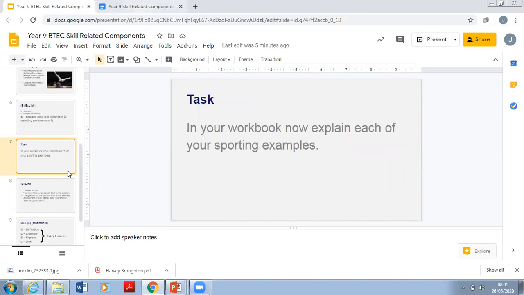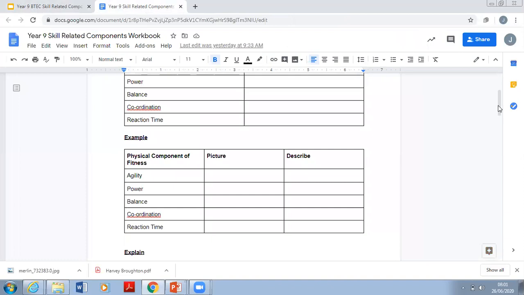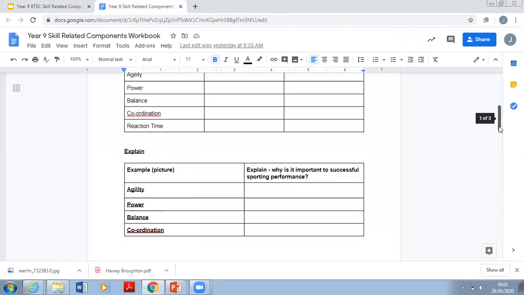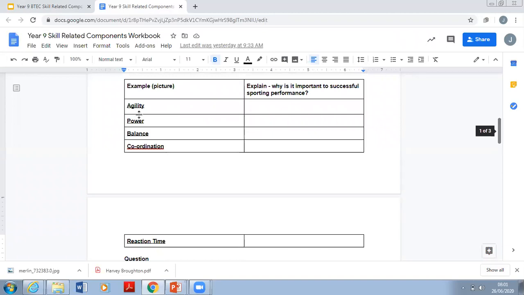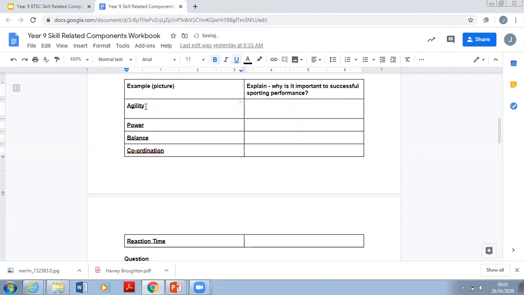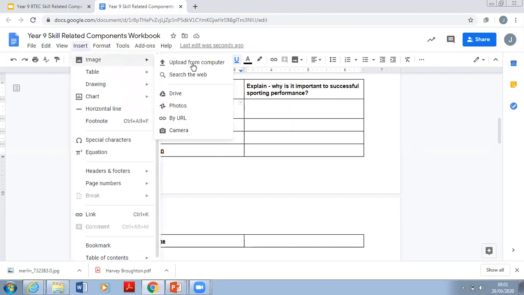Once you've done that, you're going to then explain each of your sporting examples. Same process. You've done this with the last piece of work. So put your picture in underneath each term. All you would do is click in there, and then you'd insert your image. You can just go insert image, upload from your computer or your drive, depending on where you've put it, and then just insert your image.